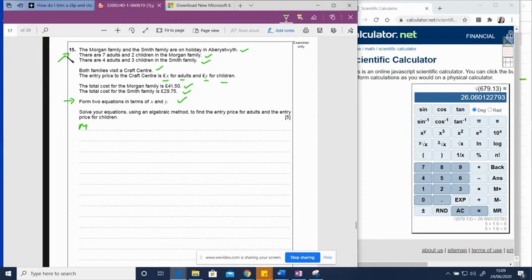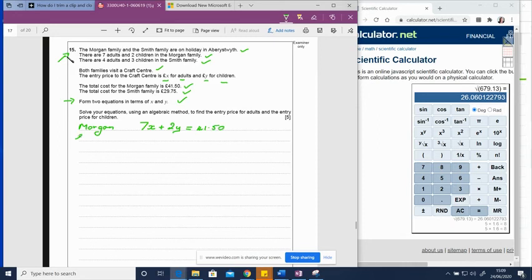So let's have a look at the Morgan family first. In the Morgan family, there are 7 adults and 2 children. The price for 1 adult is x pounds. So for 7 adults, it's 7x. There are 2 children in the family. The price for children is y pounds. So if we add 2y, 7x plus 2y is how much it costs for the family to get in. And we know that is equal to £41.50 because we're told.